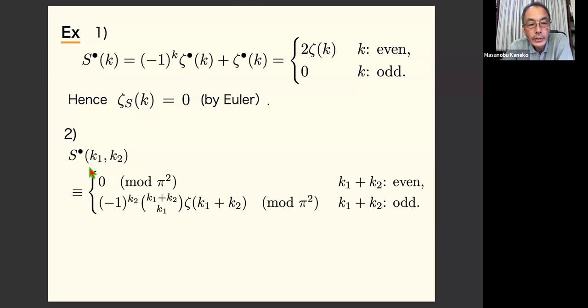The depth 2 case is a rather non-trivial computation, which we omit, but the result is that zeta S bullet of k1, k2 is congruent to 0 modulo pi squared when the weight k1 plus k2 is even, and when the weight k1 plus k2 is odd, this is congruent modulo pi squared to a multiple of a single zeta.